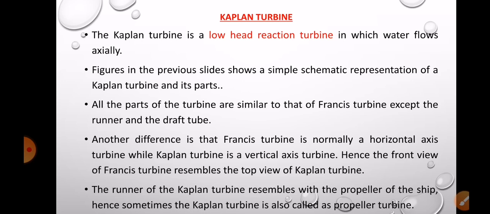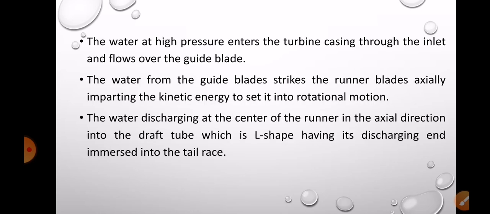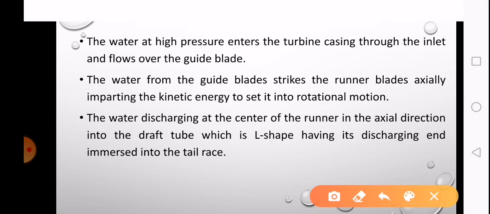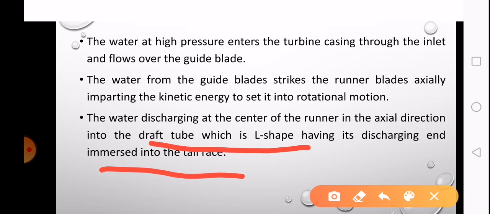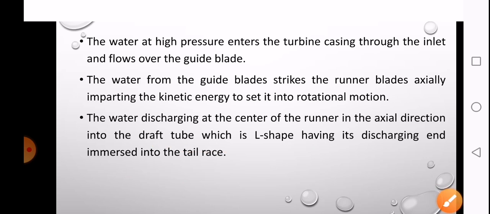I also mentioned that the runner resembles the propeller of a ship, and hence Kaplan turbine is also called a propeller turbine. But in all the three cases, finally when the shaft starts rotating, the shaft has to be coupled with the shaft of a generator in order to produce electricity. So this is the working of a Kaplan turbine. That is, we have the draft tube, which is L shape, and this also needs to be always immersed in the tail race to ensure that there is a kind of suction effect, so that the turbine is always filled with water.